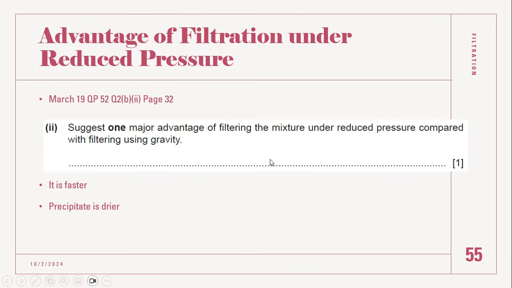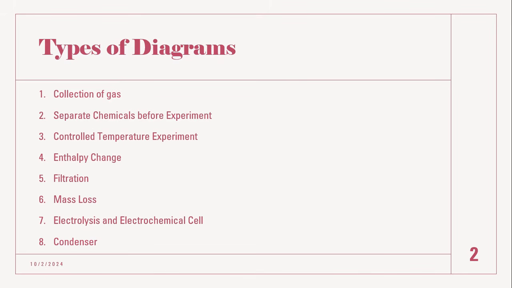I would also like to include this question, which is also asked in the same paper. Suggest one major advantage of filtering the mixture under reduced pressure compared to filtering using gravity. By using filtration under reduced pressure, it is faster and the precipitate that we get is drier. Right, 3 more types to go.